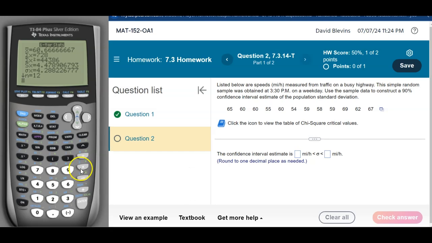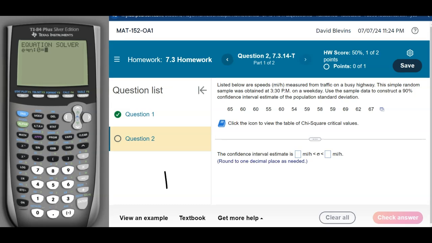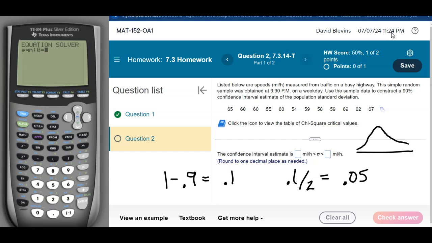Alright, so we need a 90% confidence interval. So what I'm going to do is go to Math Solver. So for 90% confidence, if I subtract 0.9 from 1, I get 0.1, and if I divide that by 2, I get 0.05. So I'm going to start off with that, 0.05. That is the area that's going to be in each tail of this chi-square distribution. Remember, chi-squared is right skewed, so that's 5% in the lower tail and 5% in the upper tail.